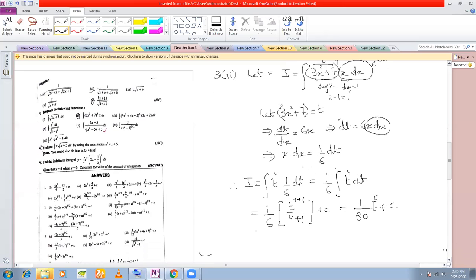Now you put back the value of t. 1 by 30, (3x square plus 7) whole to the power of 5 plus c, where c is a constant of integration.